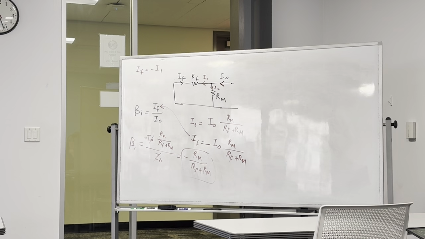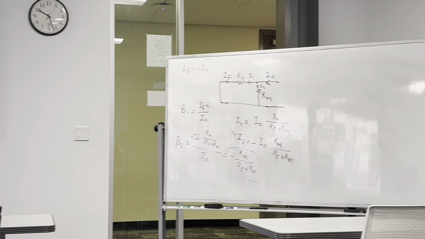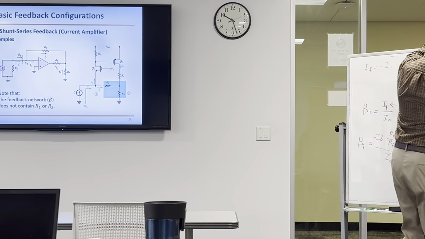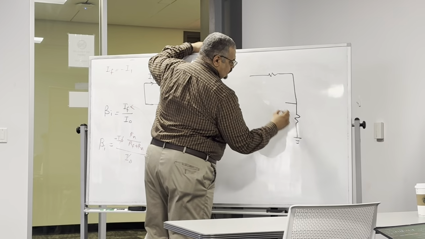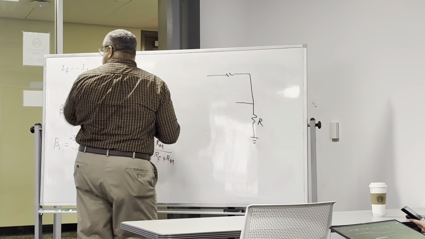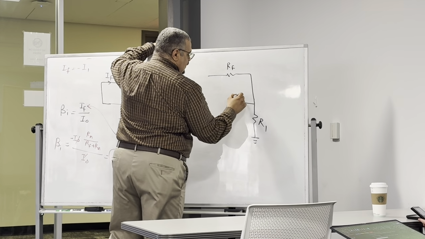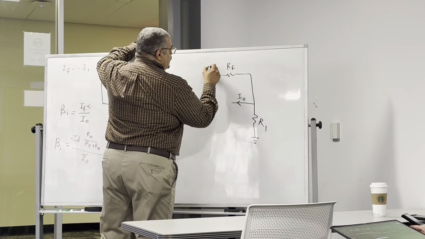Okay? Can you do the same for this circuit? Let's remove the feedback network from the circuit. So it's going to be like this, right? This is R1, and this is RF, and this current here is IO, and this current here is IF.